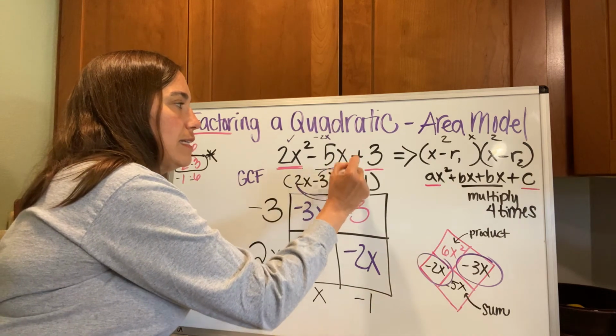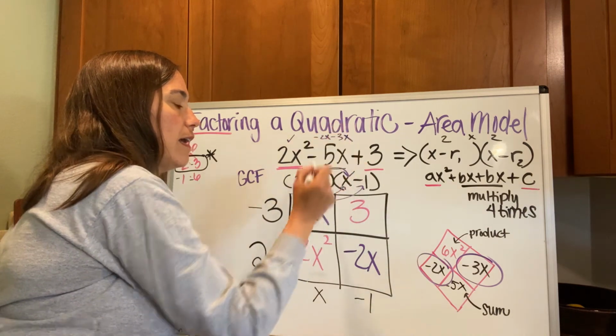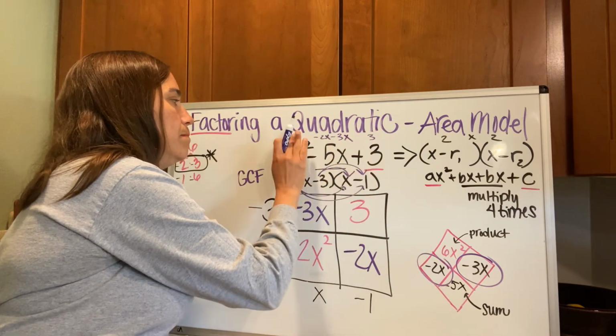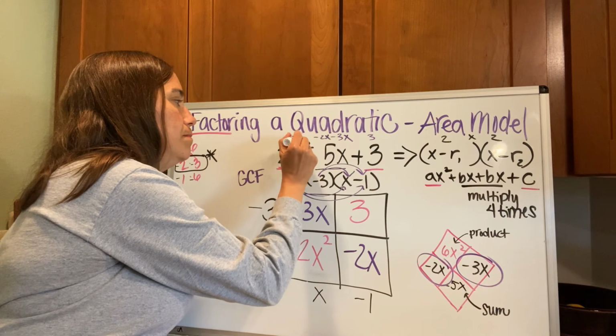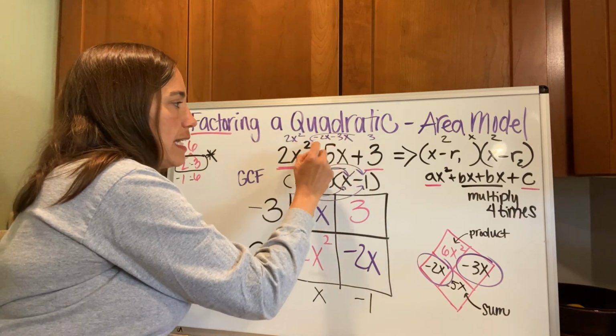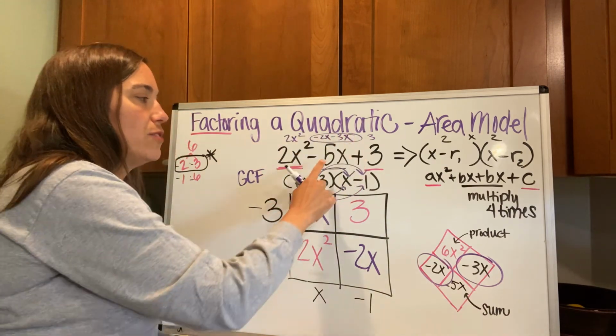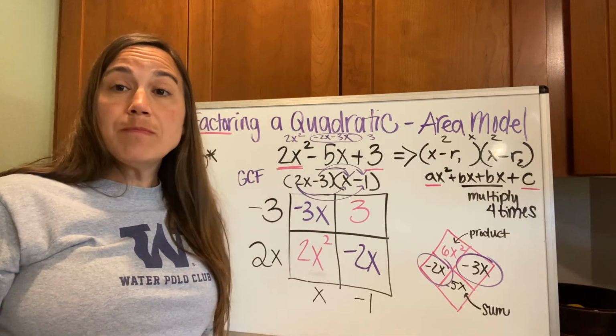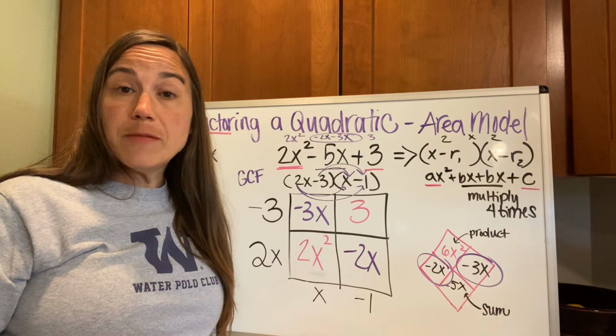Negative 3 times x is negative 3x. And then I'm going to do negative 3 times negative 1, which is 3. I'm going to write this in. And then, sure enough, negative 2x and negative 3x do combine together to get negative 5x. That's how we factor a quadratic using the area model.